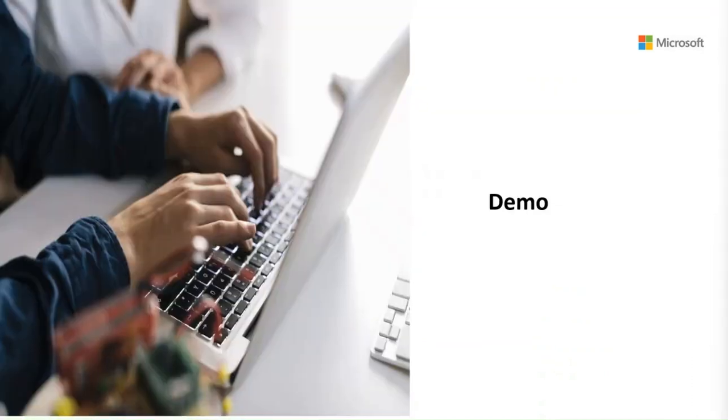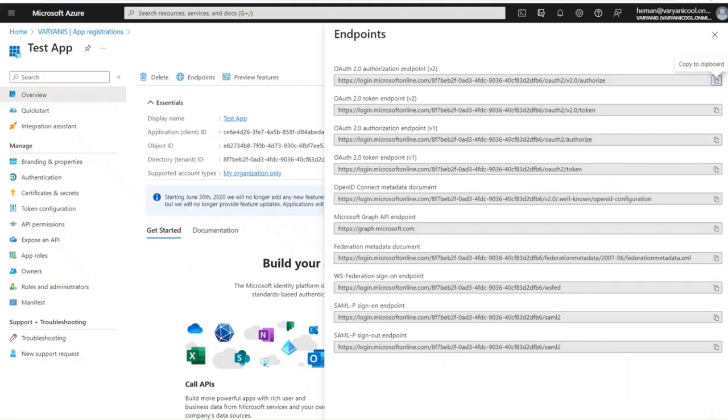For the demo, I'm using Postman and using invalid scopes to generate access denied errors. For that, I have registered an application in Azure AD and generated a client secret for that application. I have also copied the OAuth 2.0 authorization endpoint, the OAuth 2.0 token endpoint, along with the client ID and secret for this application.